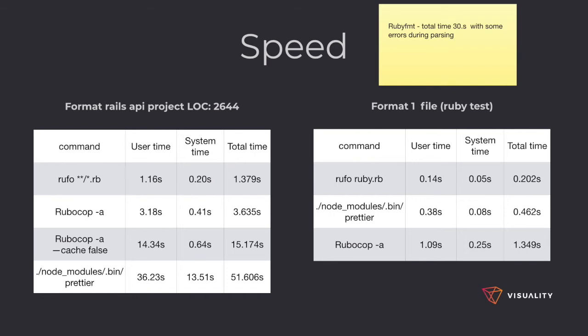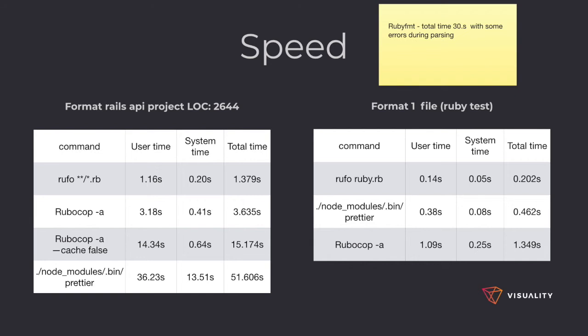Here is the speed comparison. As we can see, Rufo is very fast. On the left, I ran the formatter through all the files, and Rubocop, as we can see, is fast after some runs, because it uses a cache, and on the next run it has faster results. So the whole project formatting takes 15 seconds on the first run, and 3 seconds after some runs. So it's a nice improvement.